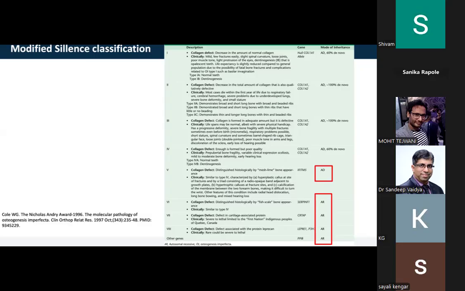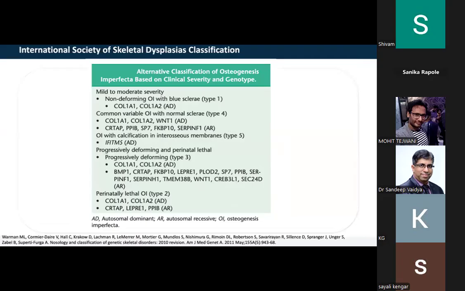There's one more classification given by the International Society of Skeletal Dysplasias, wherein they have placed OI into the broader skeletal dysplasia nosology. This captures genetic heterogeneity, dominant and recessive forms, and collagen producing defects. They have grouped them on the basis of severity: the common variable with normal sclera, progressively deforming, progressively non-deforming types, and perinatally lethal types. This is essentially the same types of OI seen in Sillence, but given by the Society of Skeletal Dysplasias, and this can be used for better communication interdepartmentally.